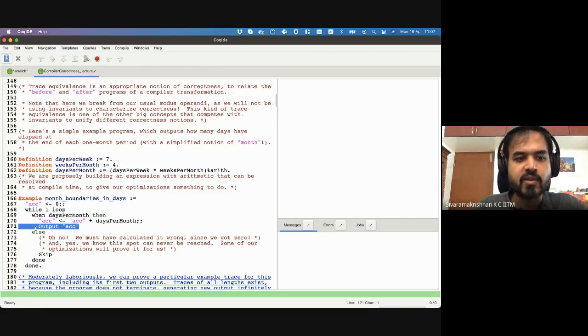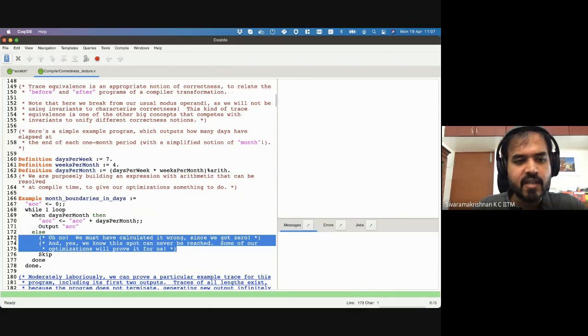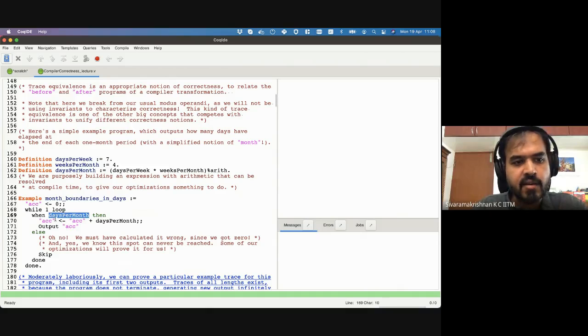So it's going to print 28, and it's going to go all the way, print 56, keep printing, adding 28 and printing it, right? And there is this else branch, which I know for sure I'm not going to take. So the point of this very simple program is to just illustrate the optimization, this constant folding optimization. The days per month here is not a constant, right? It's an expression that is actually 7 times 4.